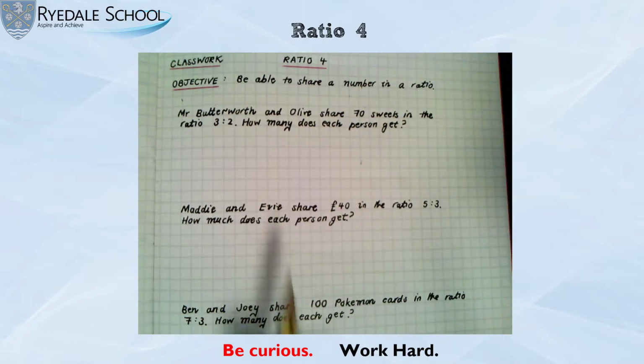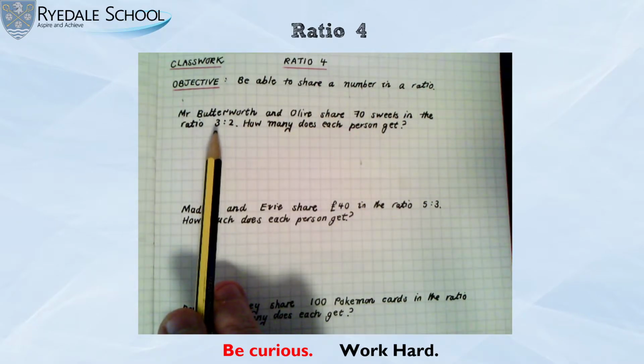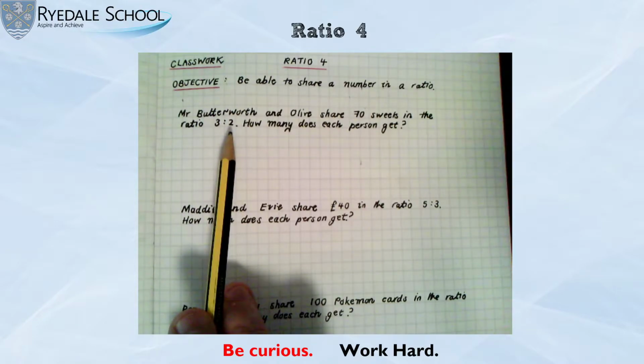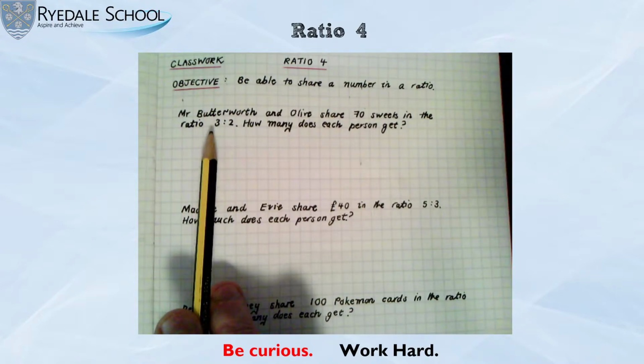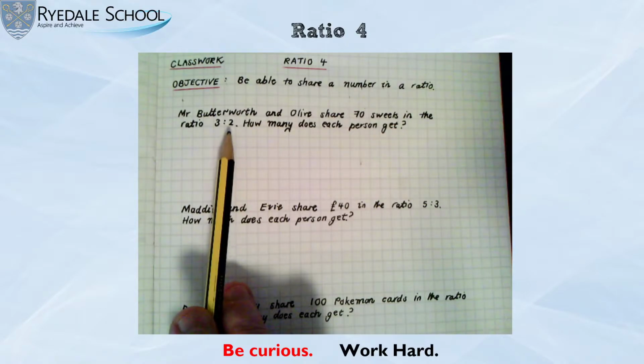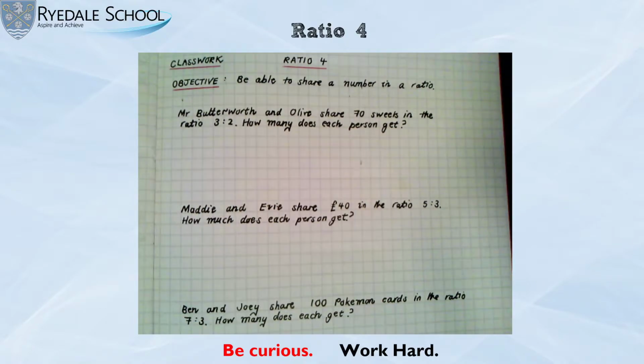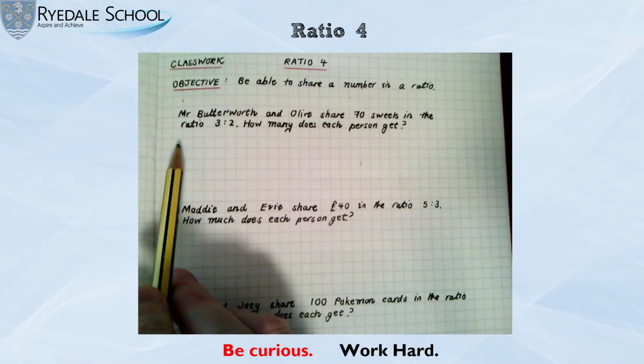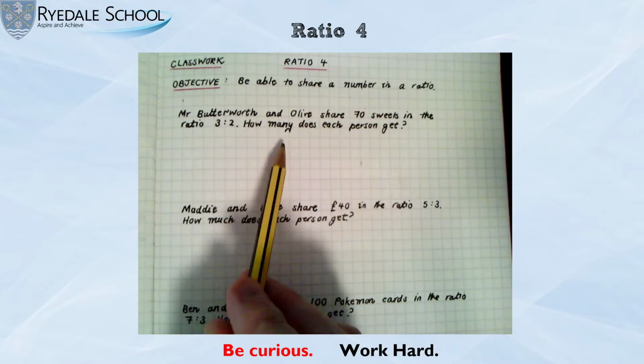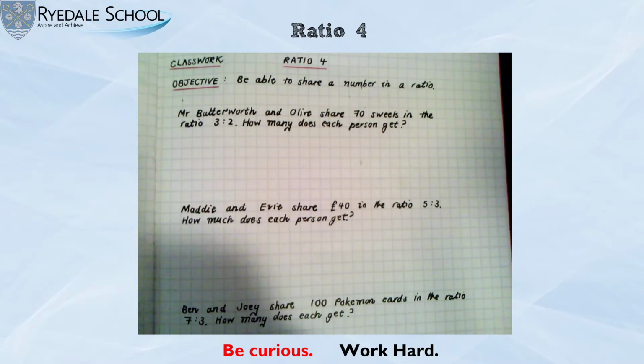So the way that this is working is for every 3 that I get, Olive gets 2. Then I give myself 3, and then Olive would get 2, and so on. And what I could do if I wanted to is I could keep doing that. 3 for me, 2 for Olive, 3 for me, 2 for Olive, until I have distributed 70 sweets. But that would take a very, very long time, and there's a quicker way to get to the answer.